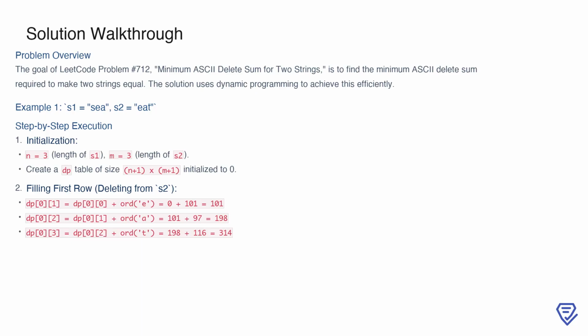We start by filling the first row, which represents the cost of deleting characters from s2 to reach an empty string. For instance, deleting the first character e from s2 gives us a cost of 101, the ASCII value of e. Adding the cost of deleting a and then t, we calculate the cumulative values in the first row as 101, 198, and 314, respectively. This initialization helps establish the baseline costs when one string is empty.